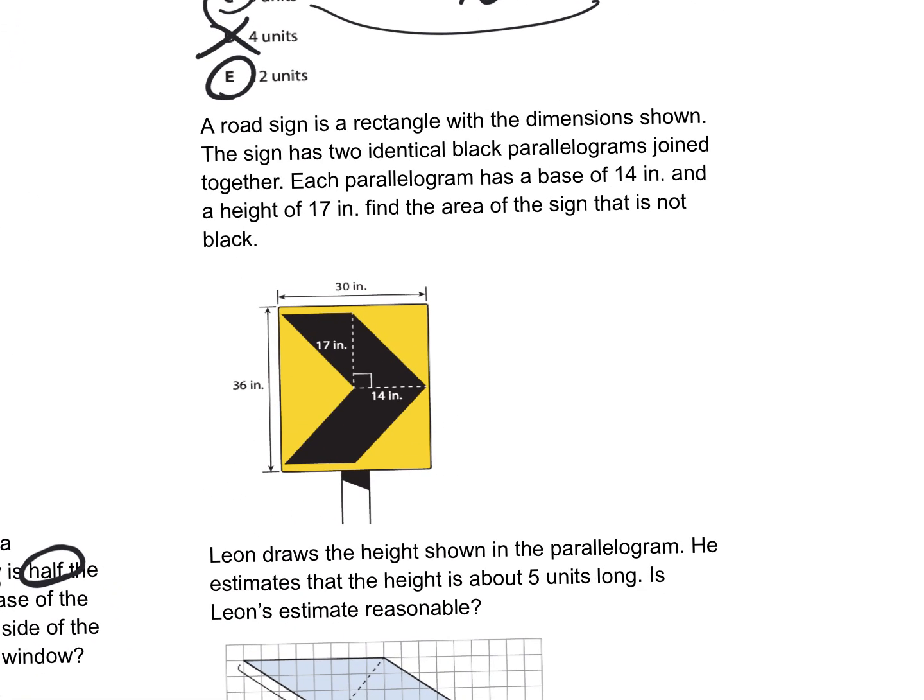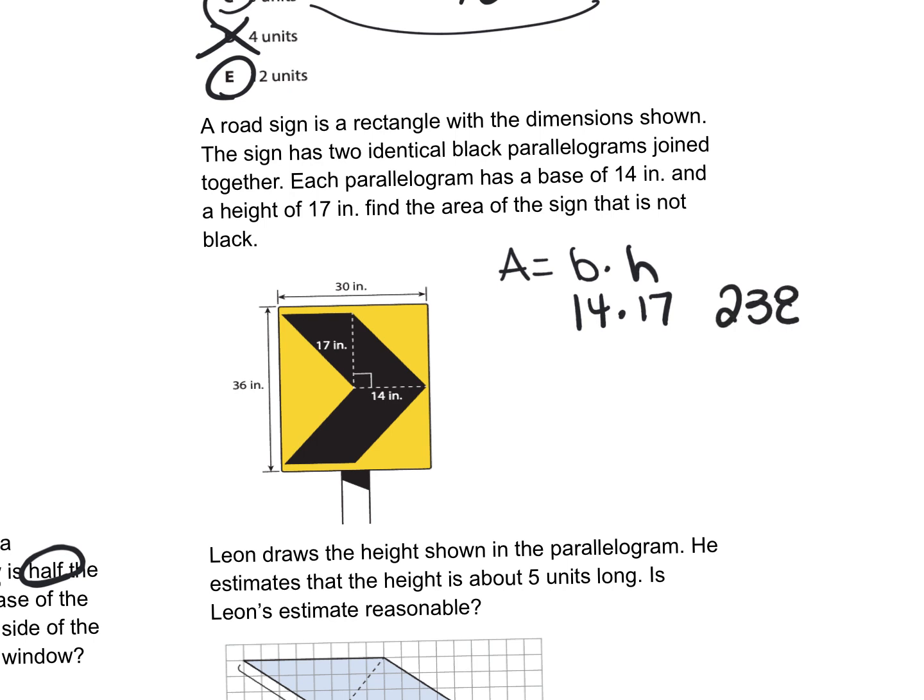The road sign with the dimensions shown. The sign has 2 identical black parallelograms joined together. Each parallelogram has a base of 14 and a height of 17, and we have to find the area of the sign that is not black, so we're looking for the yellow part. So the first thing I have to do is find the area of the black parallelograms, which is area equals base times height. I know my base is 14 and my height is 17. And I say 14 times 17, and I get 238.